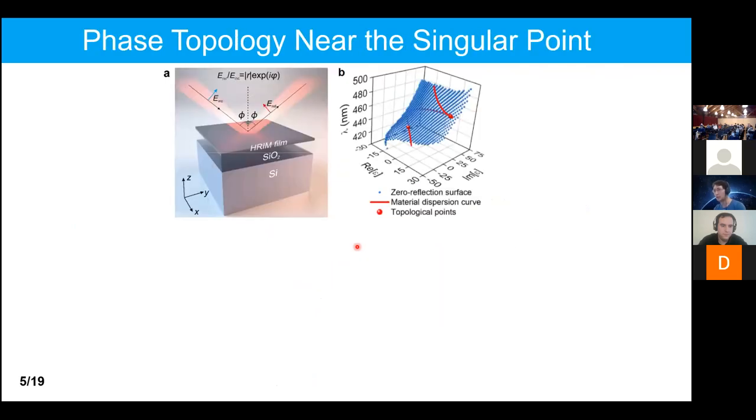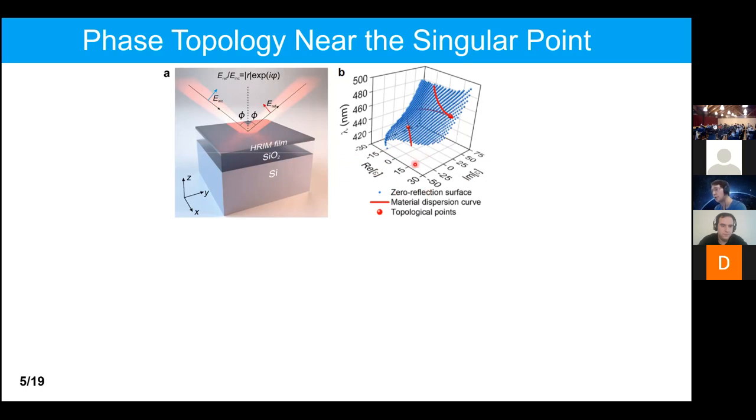So we focused on the reflection case. For example, with a silicon oxide substrate, and here a high refractive index material, for example graphene, MoS2, tungsten diselenide, or whatever. So the idea is the following. You can introduce the zero reflection surface, which defines what the optical constants of our two-dimensional material should be to give zero reflection of the structure.